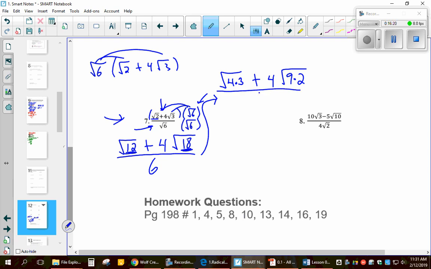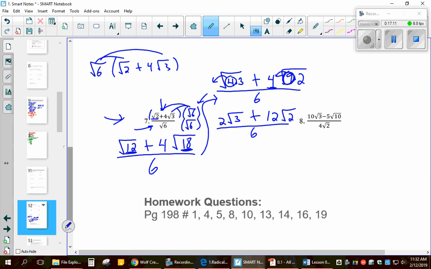And that's still all over 6. Very last thing, this 4 gets to come out as a 2, since the square root of 4 is 2, and this 9 gets to come out as a 3. So this 4 comes out as 2 root 3 plus, now this 9 comes out as a 3, so 4 times the 3 that comes out is 12 root 2, all over 6. The square root of 9 is 3, so the 3 came out and was multiplied by the 4 that was already there. Okay? And then I would be good with this.